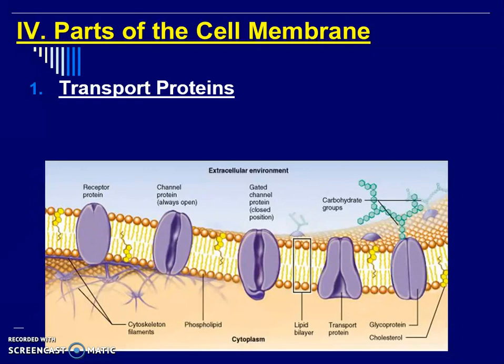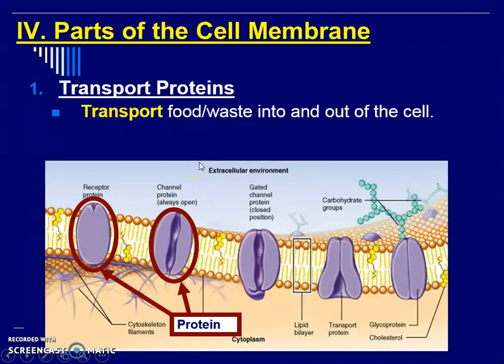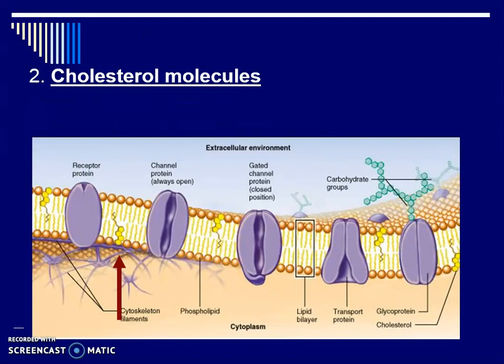One part that we have to know is the transport protein. To me, the transport protein is like a tunnel, right? It's this purple thing right here. It transports food or waste into or out of the cell. Remember, the cell membrane itself is the bodyguard. Some of these are closed and open, and some of them are always open channels or proteins. All right, notice these proteins? They are like tunnels that allow things in and out. Transport protein.